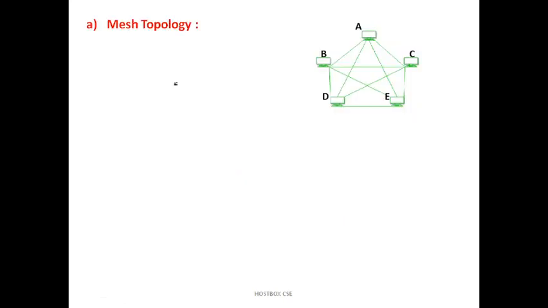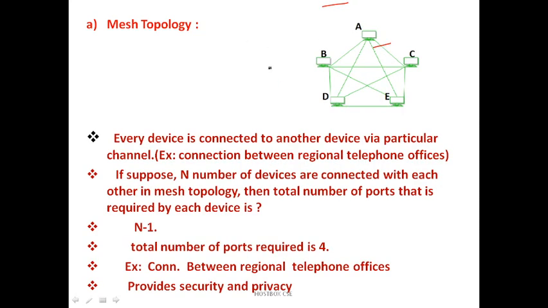The first one is the mesh topology. As in the diagram, systems A, B, C, D, E are connected here. Every device is connected to every other device via a particular channel. Also, if n devices are connected with each other in mesh topology, then the number of ports required by each device is n minus 1.